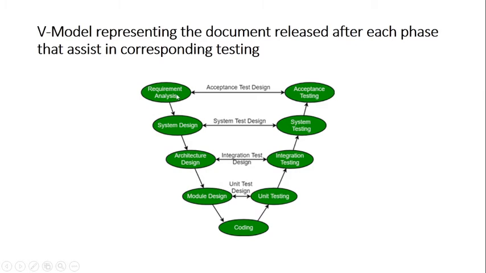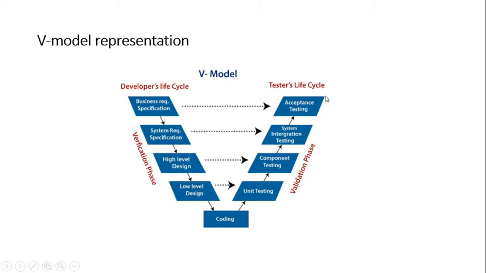So ultimately the documents prepared after these phases are in turn going to help in the corresponding testing, and in the middle we just have coding. So here we have represented the documents or the deliverables which are released after these phases and how they are going to assist in the corresponding testing. While here we are representing the verification phases and these are the validation phases.